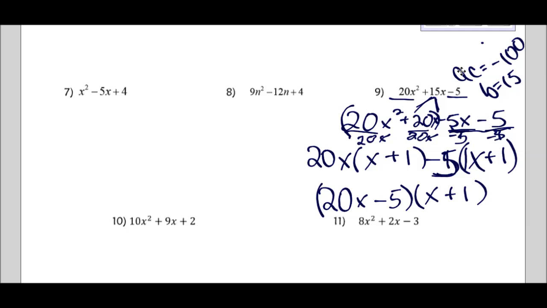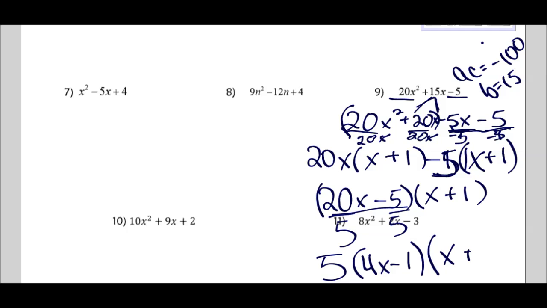Matthew, what comes out of that first set of parentheses there? What can I divide by both of these? Yeah, by 5. I'm going to divide that by 5, divide that by 5. The 5 comes to the outside of that parentheses. This changes into 4x minus 1 and x plus 1. That's as factored as that gets.